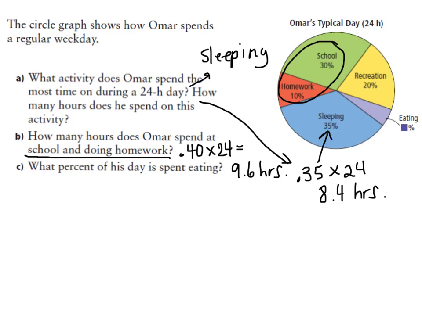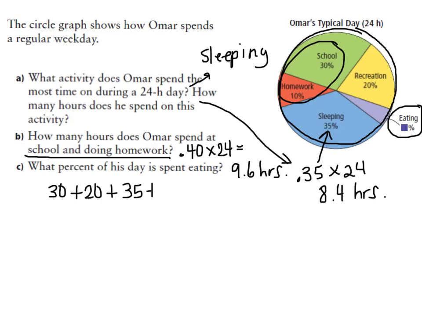And the last question, what percent of his day is spent eating? Well, for some reason, it doesn't give us the percent for eating. But what do we know about an entire circle? It has to add up to 100%. So we know he spends 30% of his time at school, 20% of his time on recreation, 35% on sleeping, and 10% on homework. This gives us a total of 95%. So how much time does he spend eating? What percent of his day does he spend eating? He spends 5% of his day eating.